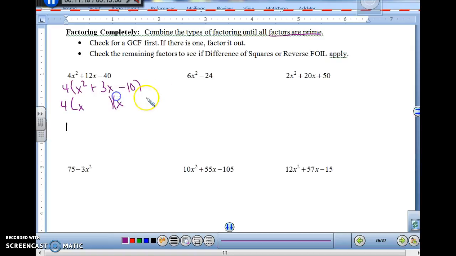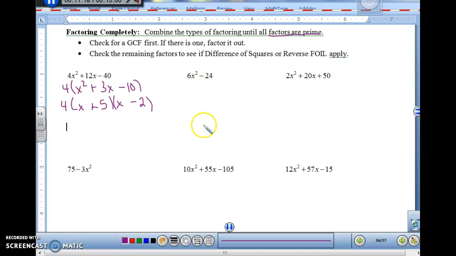X, plus and minus. Factors of 10 that give me 3 would be positive 5 and minus 2. Now, x plus 5 is completely factored. X minus 2 is completely factored. 4 is factored. That's completely done. Now, if we wanted to, we could remultiply this, and we'd get the same thing back. So that's completely factored.